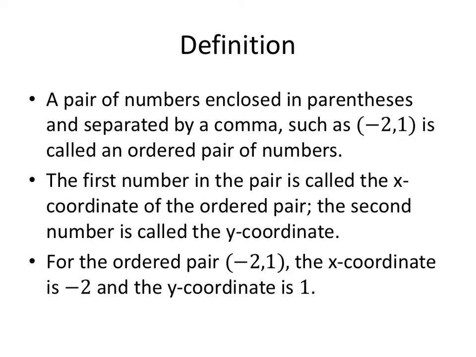So let's start with a definition. A pair of numbers enclosed in parentheses and separated by a comma, such as (-2, 1), is called an ordered pair of numbers. The first number in the pair is called the x-coordinate of the ordered pair, and the second number is called the y-coordinate. Therefore, for the ordered pair (-2, 1), the x-coordinate is -2 and the y-coordinate is 1.